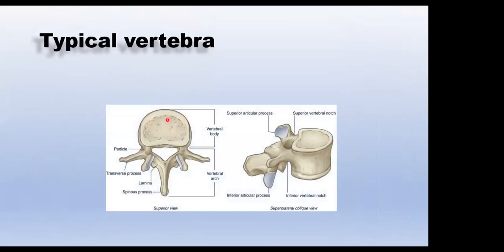This image shows the typical vertebra, which consists of the vertebral body anteriorly and the vertebral arch posteriorly. And here we can see the bilateral pedicles and bilateral lamina, bilateral transverse processes and spinous process, and superior and inferior articular processes, and the superior and inferior margin of the pedicle that, when joined with other vertebrae, form the intervertebral foramen.